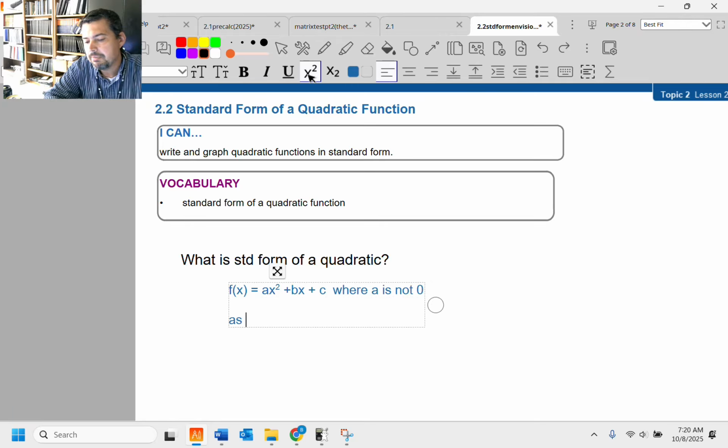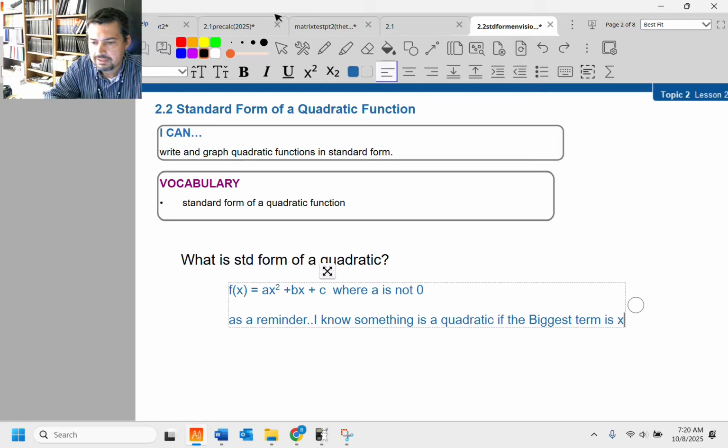And again, as a reminder, I have to keep saying this because the number of kids who can't connect the dots between being a quadratic and what they see on the equation is kind of ridiculous. It's horrible. I know something is a quadratic if the biggest term is x to the second. The leading term is x squared. That's what I'm looking for.